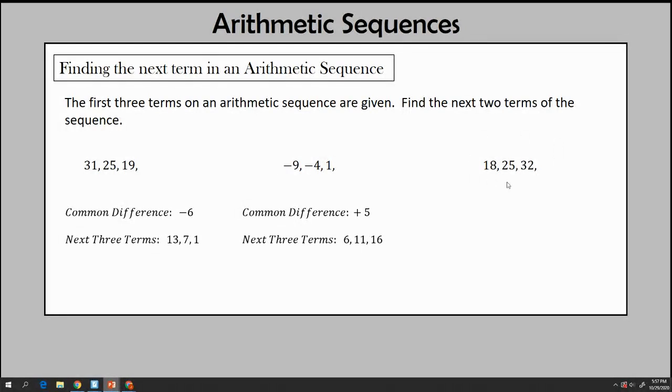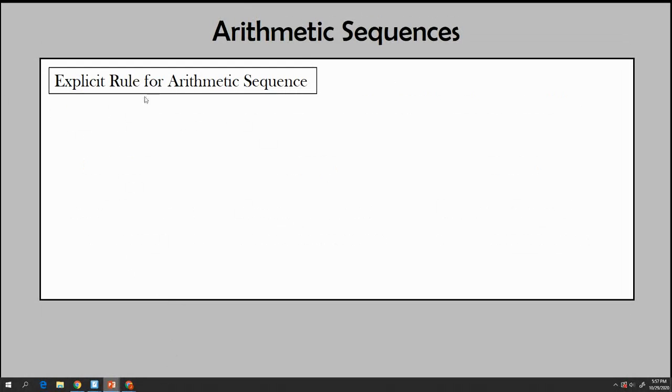Okay, the next one here: 18, 25, 32. So what are we doing? Add 7, add 7. So our common difference is add 7. So after the 32 would come 32 plus 7, 39. 39 plus 7, 46. 46 plus 7 is 53. Okay, pretty simple. All right, now there is a way, given an arithmetic sequence, to write an explicit rule.